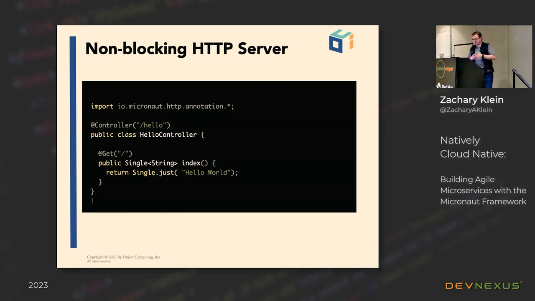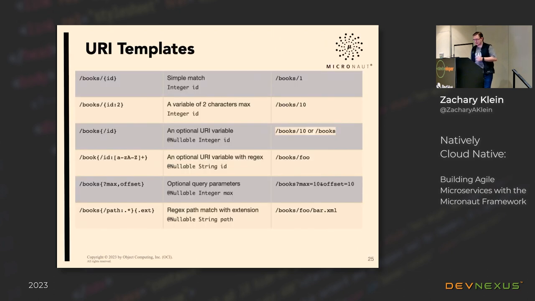So a few highlights of features from Micronaut. Some of these we saw in the demo. Non-blocking HTTP server. Because Micronaut's HTTP functionality is based on Netty, which is a reactive HTTP server, by default all the HTTP traffic in Micronaut is non-blocking. Now, in my demo, I didn't use any non-blocking or reactive types. When you do that, it just gets converted for you automatically. It's not a problem. But you can use non-blocking types for a truly reactive programming experience.